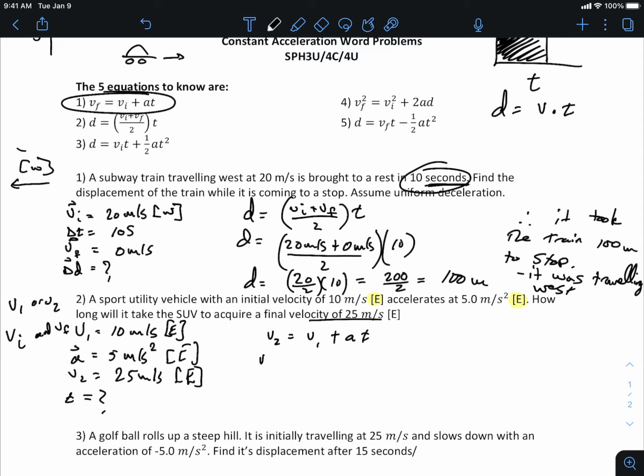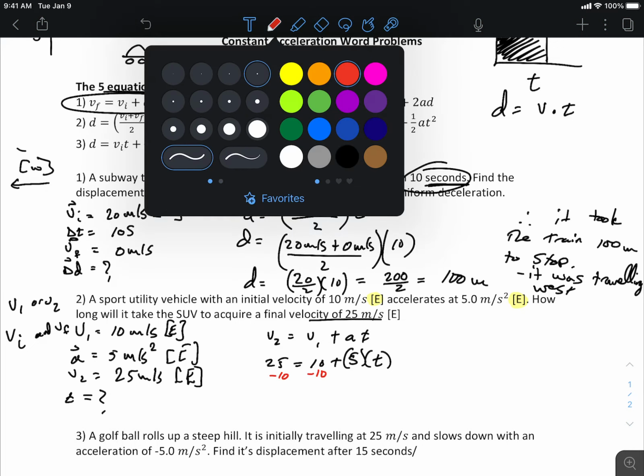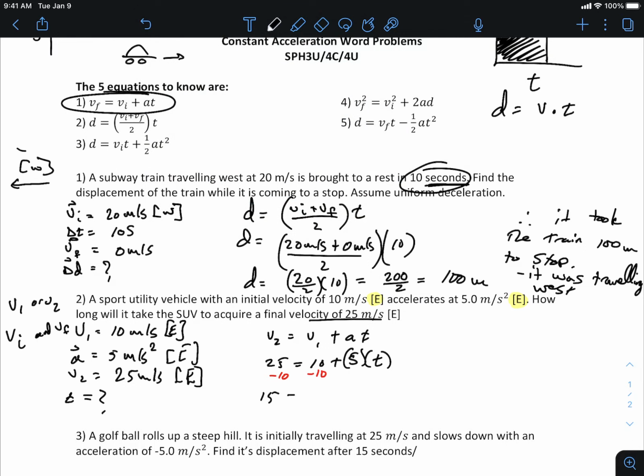Right? So V2, we know, is 25, is equal to 10 plus, oh, what's it accelerating at? 5 times T. I say, okay, what am I going to do here? Well, you can create a zero pair here, right? You move the 10 over. You're going to get 15 is equal to 5T. Divide both sides by 5, and T will equal 3.